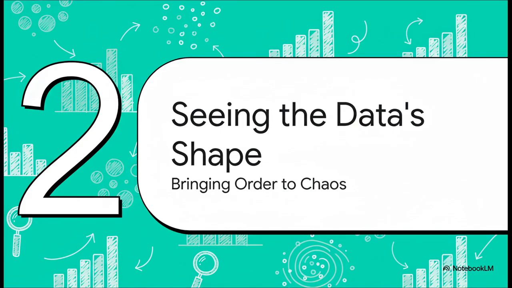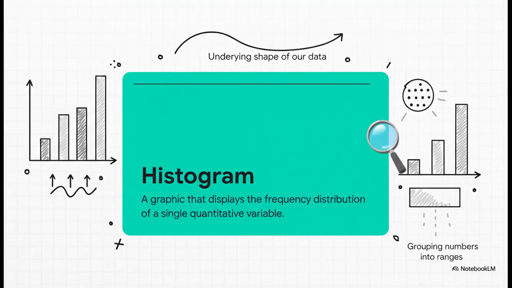This is the tool we're going to use to bring some order and some shape to this kind of number-heavy data. So what is this thing really? Well, a histogram is a special kind of graph that shows us the frequency distribution of our data. Now, in simple terms, that just means it groups our numbers into ranges or buckets and shows us how many data points fall into each one. Its entire job is to reveal the hidden shape of our data.